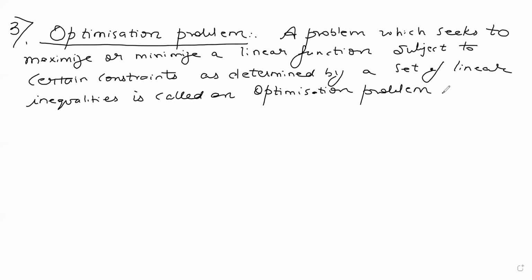So a problem which seeks to either maximize or minimize a linear function, this linear function being nothing but the objective function, subject to certain constraints as determined by the set of linear inequalities, this whole problem is called the optimization problem. Okay, so hoping all students have understood the terminology till now. Now, let's quickly look at the graphical method of solving linear programming problems.